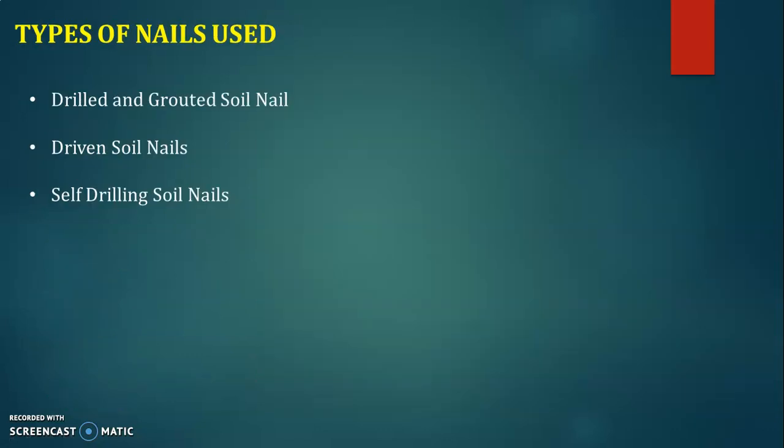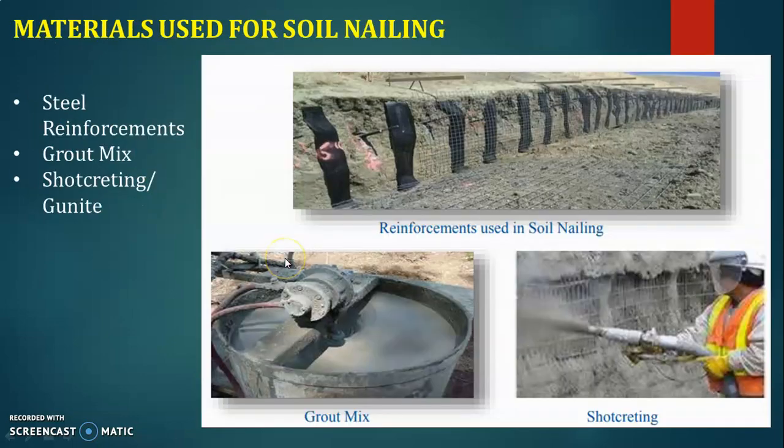There are different types of nails used for soil nailing. The mainly used nails are drilled and grouted soil nails, driven soil nails, and self-drilling soil nails. Materials used for soil nailing are steel reinforcements, grout mix, and shotcreting or gunite.